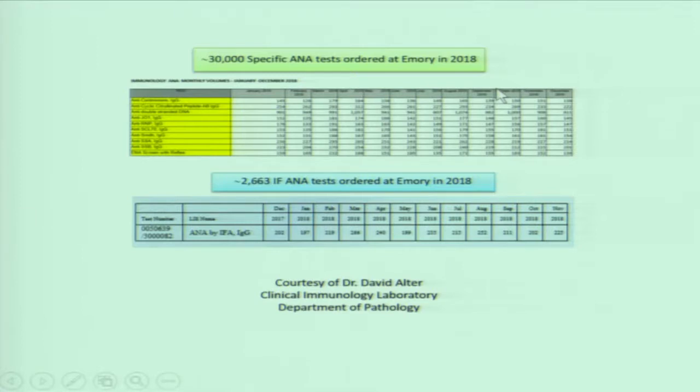And then about 30,000 specific ANAs, individual antibodies, or some other panels were also ordered at Emory or through Emory in 2018. So we are talking about a massive amount of information. Obviously, there is some redundancy here. Some of the tests are for the same patient. Some of the tests may be in panels or are individually ordered. But one way or the other, there's a massive amount of diagnostic values on which we rely to manage the patient.